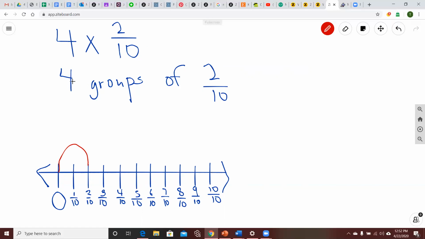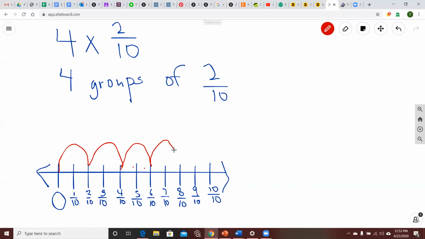But I got to have 4 groups or 4 jumps. So that's only 1. So I'm going to go another 1, 2. So I'm going to go to 4/10. So now I've got 2 jumps. I got to go over 2 more. Let's see. So 1, 2. Now I'm at 6/10. But I've only made 3 groups. So let's do another one.